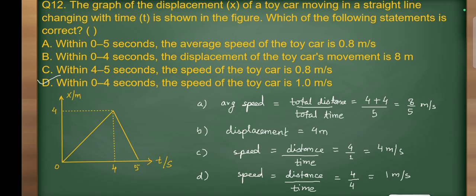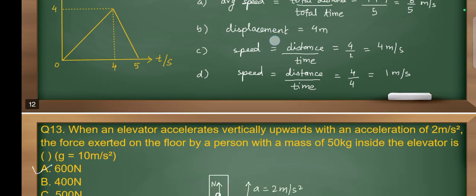Option D, within 0 to 4 second, the speed of toy car is 1 meter per second. So speed is equal to distance by time, and the distance covered by object from 0 to 4 second is 4 meter and the time is 4 second. So the speed will become 1 meter per second. So D option is correct.